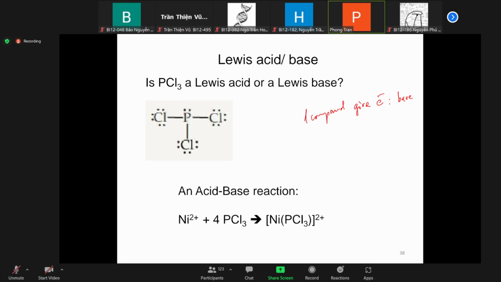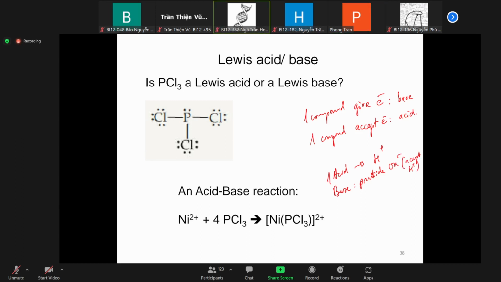Okay, and one compound which accepts electron is an acid. So at high school you have a definition of acids as compounds that can provide H plus, and a base that can provide OH minus, right? So it's also accept H plus. Is it correct?